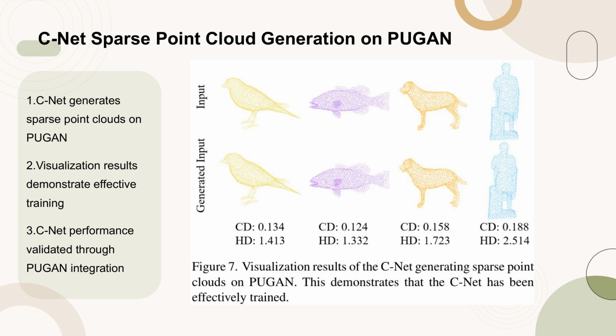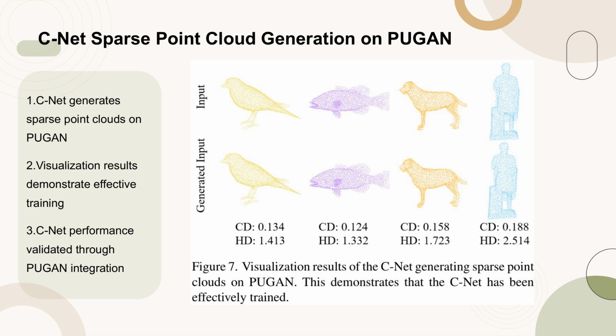Figure 7 presents the visualization results of the CNet generating sparse point clouds on the PUGIN framework. This visualization effectively demonstrates that the CNet has been successfully trained and integrated into the PUGIN system. The results highlight the CNet's capability to produce accurate and sparse point cloud data, which is crucial for various applications in 3D modeling and computer vision. The successful integration of the CNet with PUGIN underscores the model's robustness and its potential for further advancements in point cloud generation technologies.